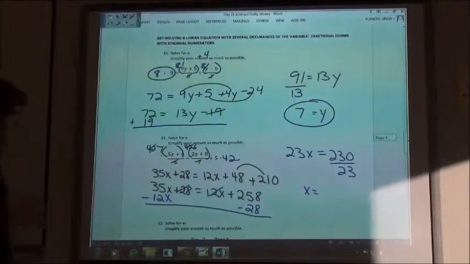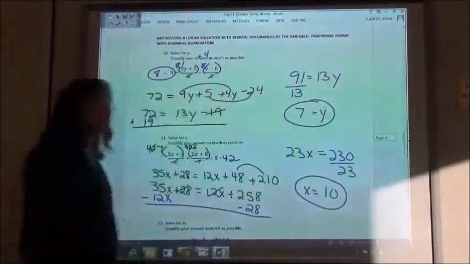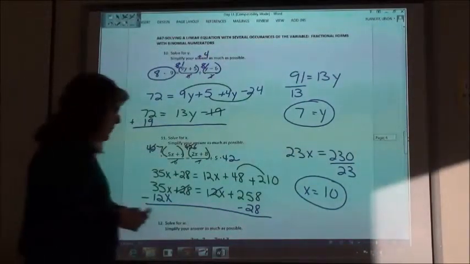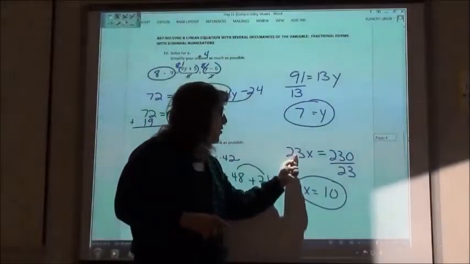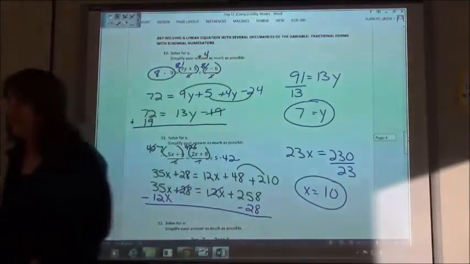So x is 10. We got that nice whole number answer, so that's a good sign we did it right. The one we're always dividing by is the one in front of the x. So that's always the one that goes on the bottom.